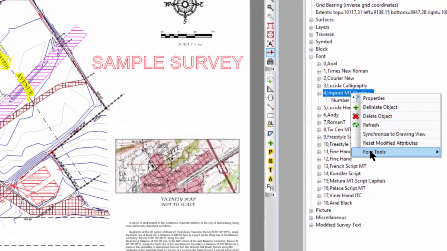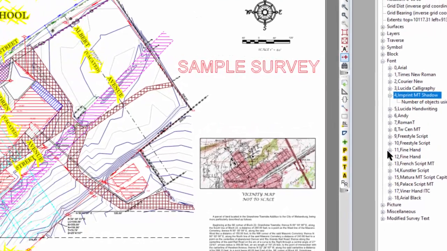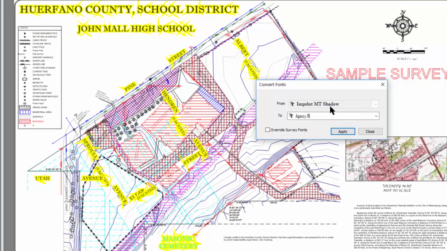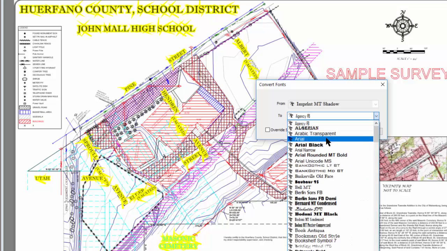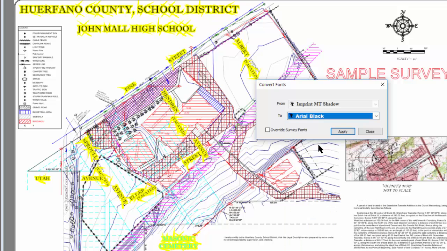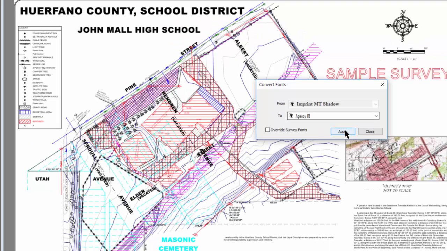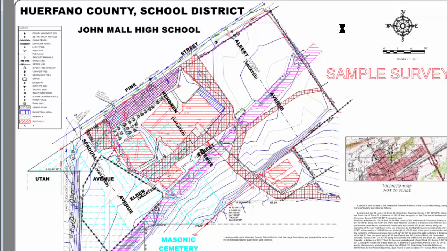And I want to come back to the font tools now and tell Traverse PC to convert that. So it's going to tell me I'm using the Imprint MT Shadow, and I'm going to convert that to an Arial Black. Okay. So from this font to this font, I hit apply. Traverse PC makes the changes, and I'm done.